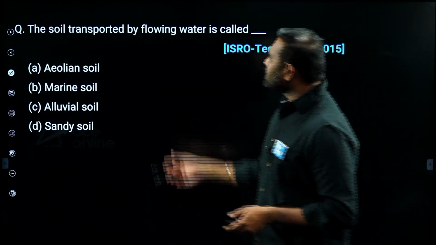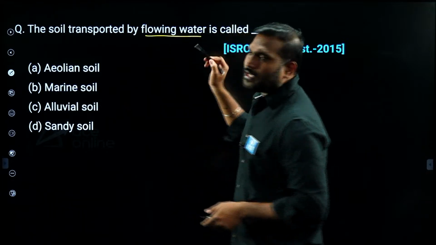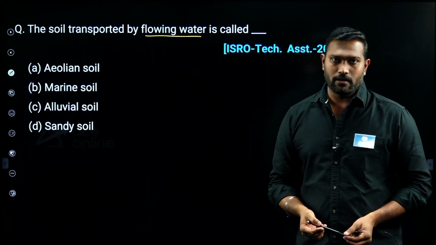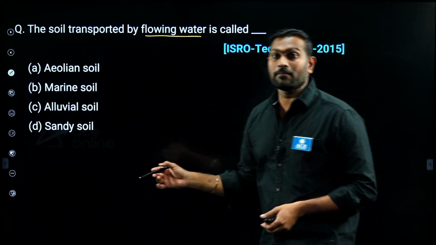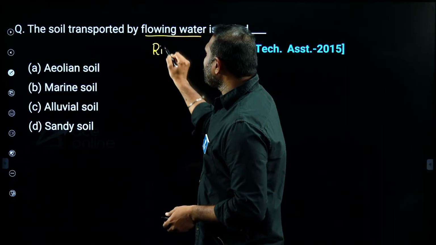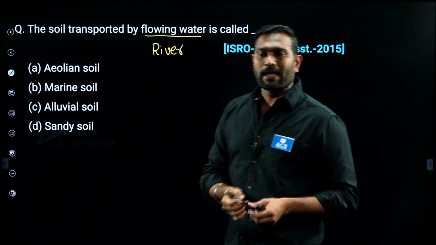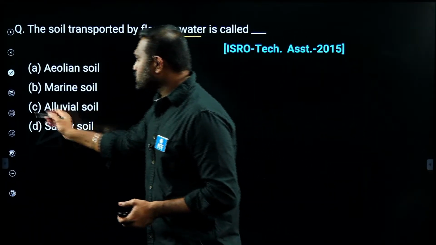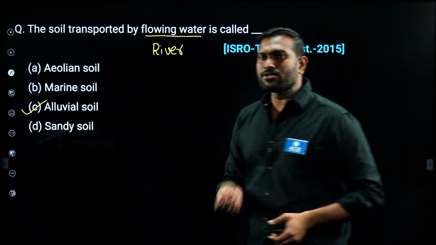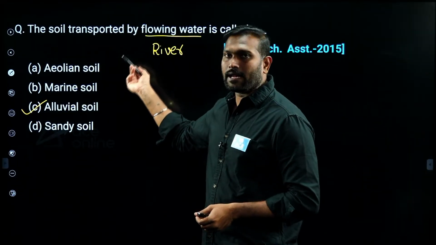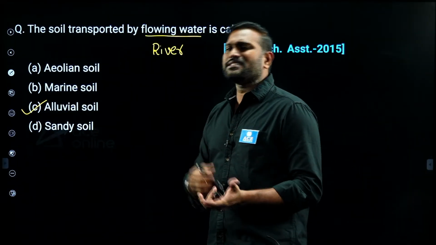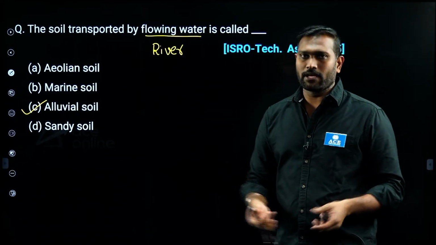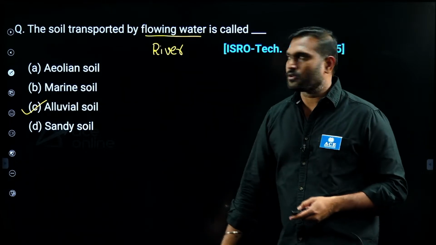And the soil that is transported by flowing water. In the case of water, it can be still water, running water, or marine water. But the meaning of flowing water over here is nothing but river water. Soils formed by means of running or flowing water, we call alluvial soils, right? So from the given options, option C. Aeolian soil is due to the wind, marine soil is due to marine water, and sandy soil is just a classification of soil, not based on the transporting agent. So the correct answer is alluvial soil.